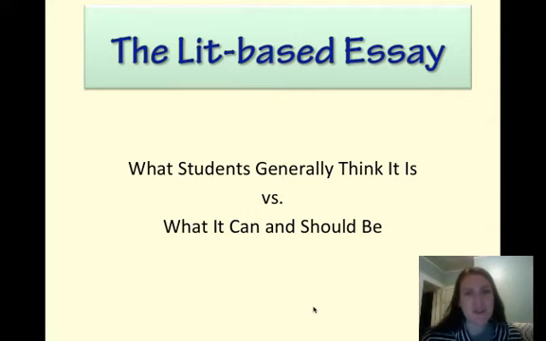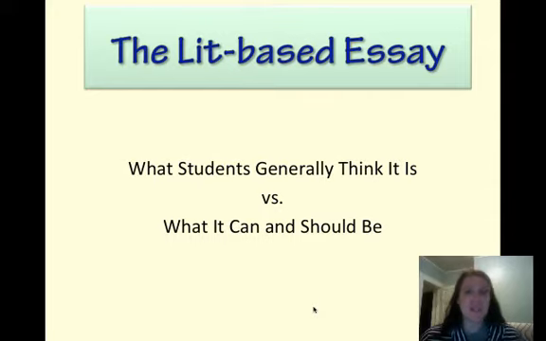Hello and welcome to the Lit-Based Essay Overview. As we discussed at the beginning of this unit, you are writing a lit-based essay on one of the 4 short stories that we've read as a part of this unit. We've discussed a lot about them, we've written a lot about them, now is the time to get down and dirty with a lit-based essay.